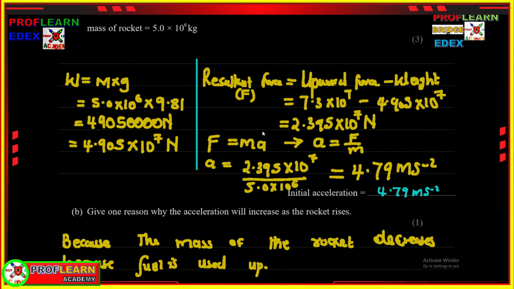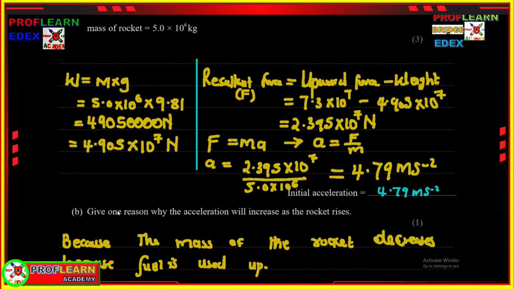Then we apply Newton's second law: force equals mass times acceleration. Since we are working out the initial acceleration of the rocket, we rearrange this formula to make a the subject. Working it out, we get our answer as 4.79 meters per second squared.